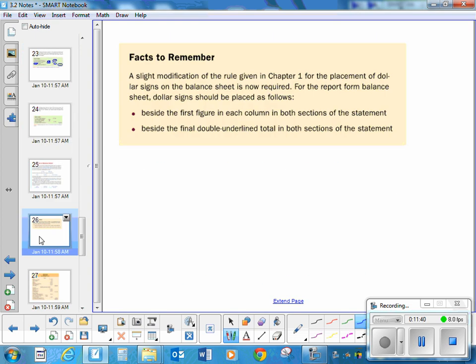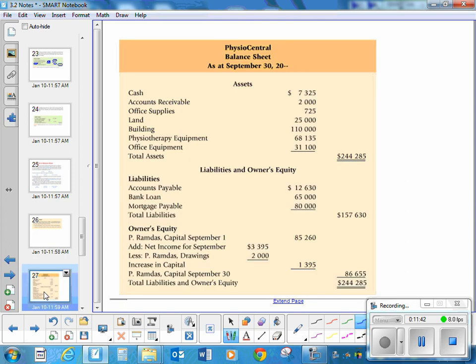I'm going to show you a new kind of balance sheet. I think that, if I remember correctly, this one's called the report form balance sheet. And instead of having a left side and a right side, you have a top and a bottom. So you're going to use this first column as kind of your listing of all of your amounts. Same with this one, I guess. This one is going to be your totals.